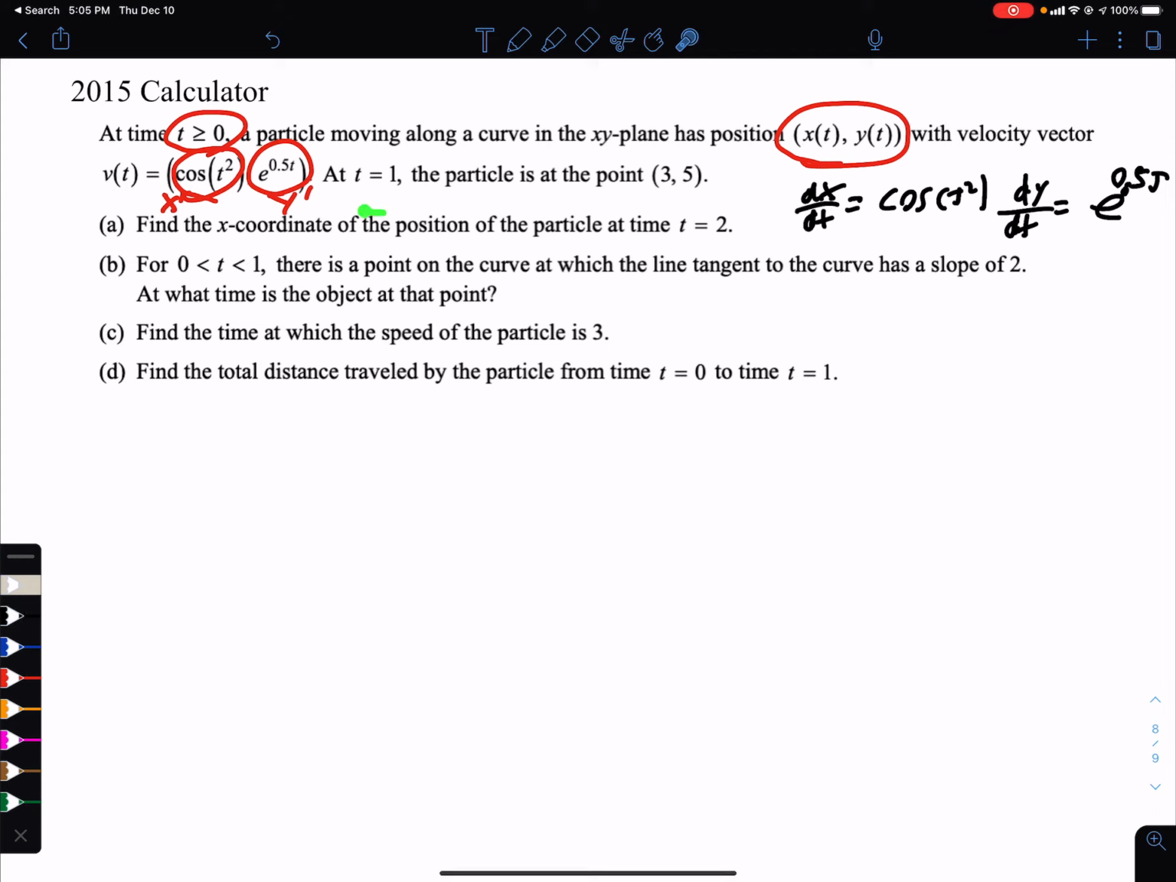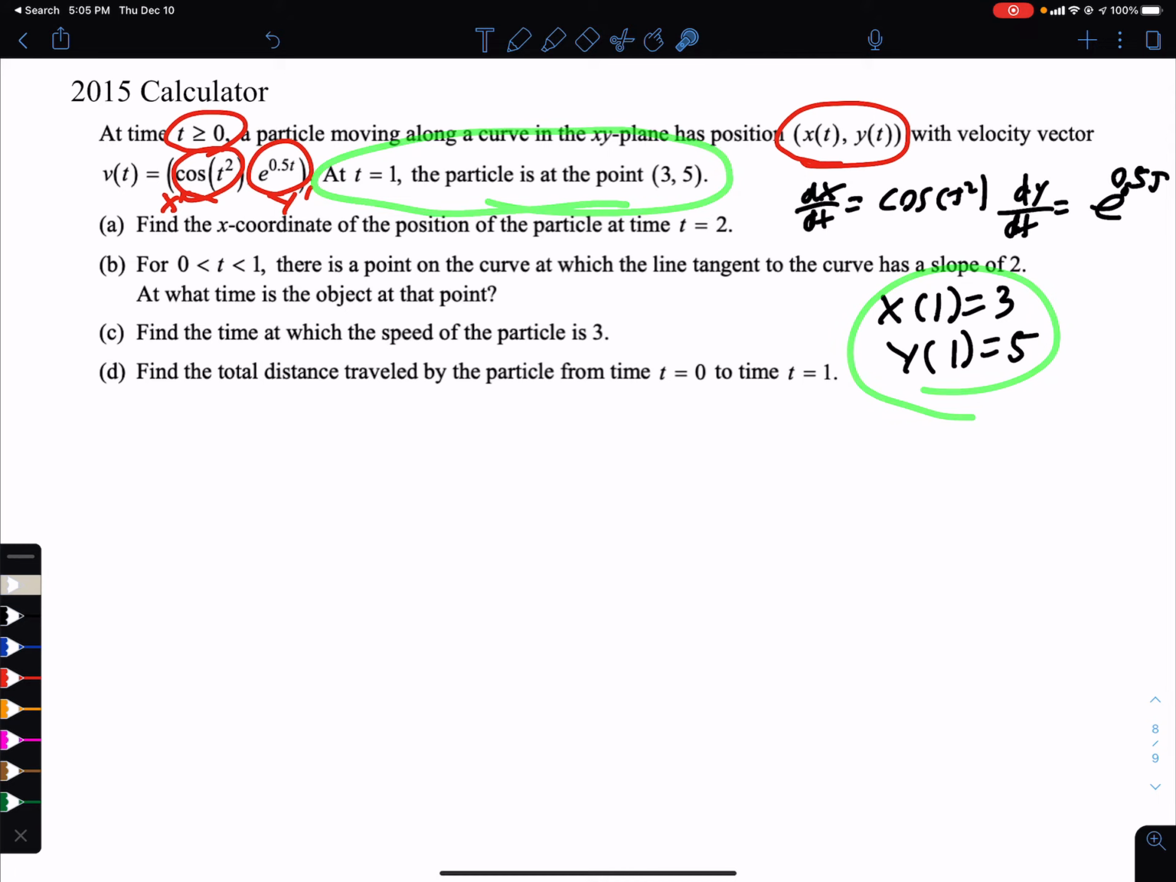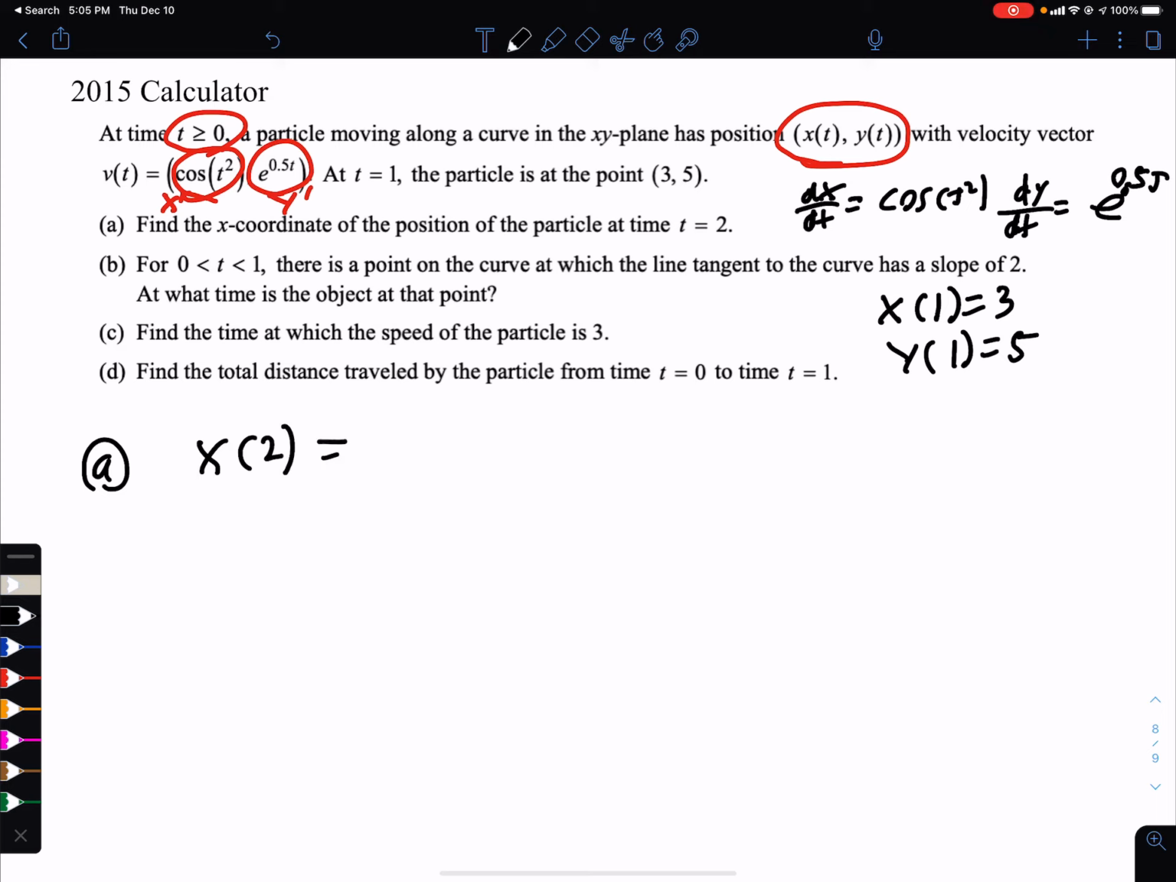And then at t equals 1, that's the position. So what is that telling me? X sub 1 is 3, and y sub 1 is 5. So I'm pulling all this information out of this problem. So part A, they're focusing on the x-coordinate at times t equals 2. So I want x sub 2. Do I know where it started? I know x sub 1 is 3, so it's x sub 1.